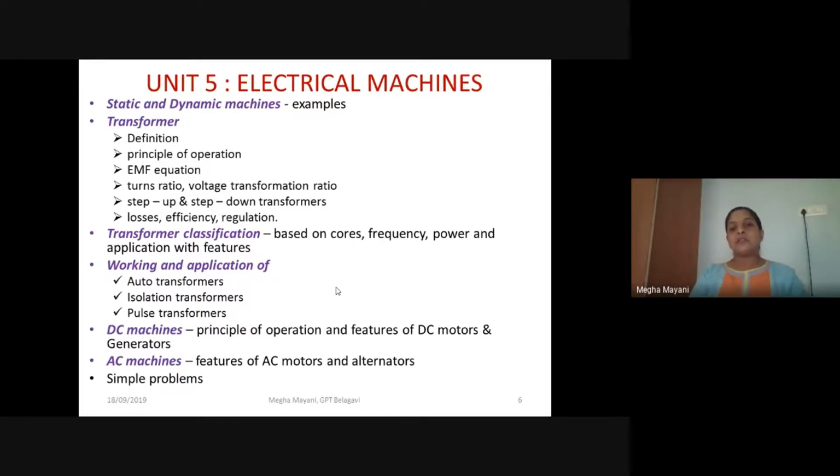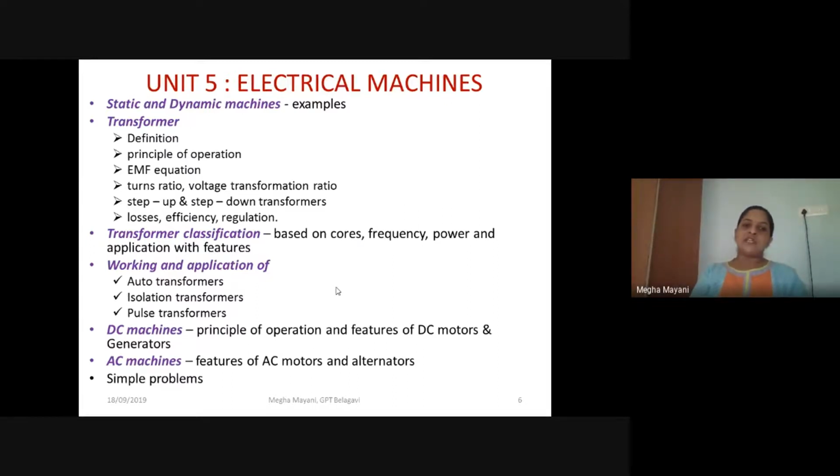In that, a particular detailed study about the transformers, which are an example of static type of machine. So under transformer, we need to know its operating principle, EMF equations, voltage transformation ratios, and different types of transformers with losses, efficiency, and regulation.